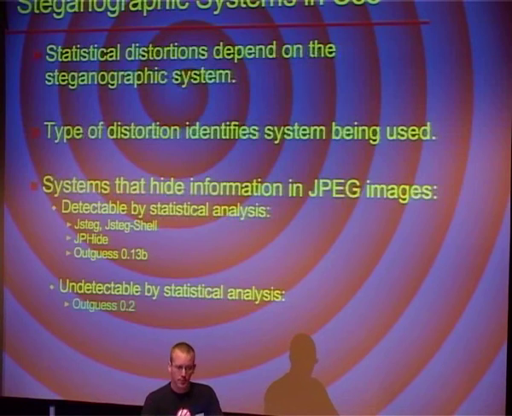So the first system, and I think that was in 1994, is JSteg. And that's very simple. There's a Windows user interface, JSteg Shell, that gives you some fancy encryption and compression. And that is detectable by statistical analysis. And there's something called JP Hide, which is a Windows interface too. It was just tested as very good in a German magazine a month ago. But that is detectable by statistical analysis too.